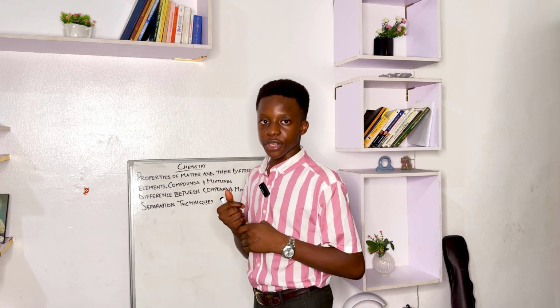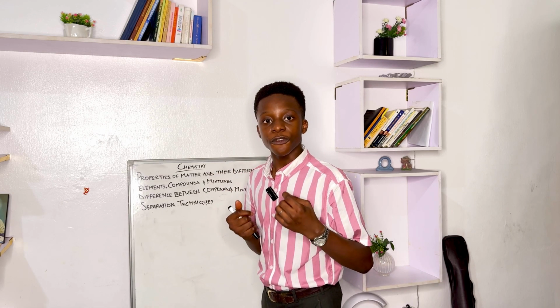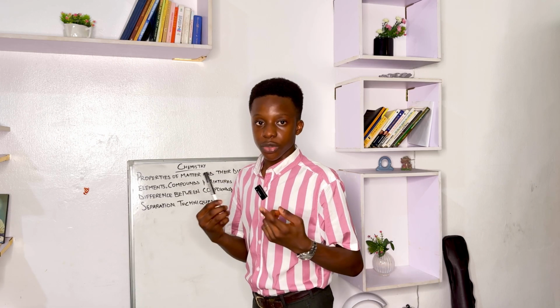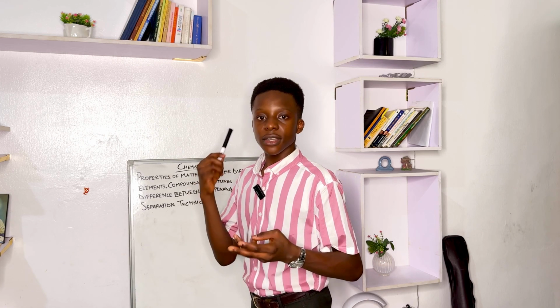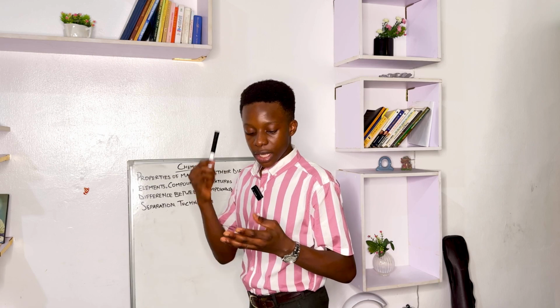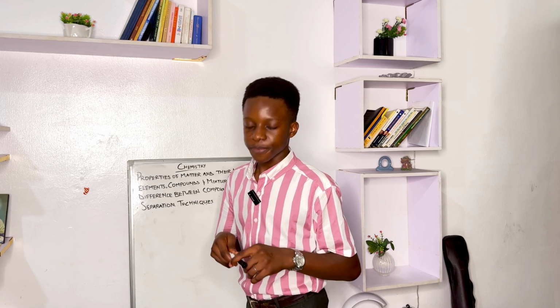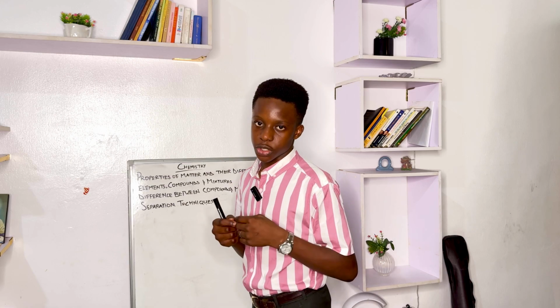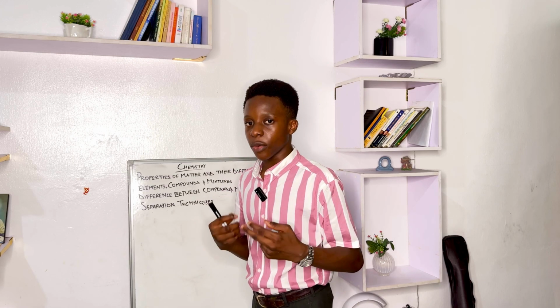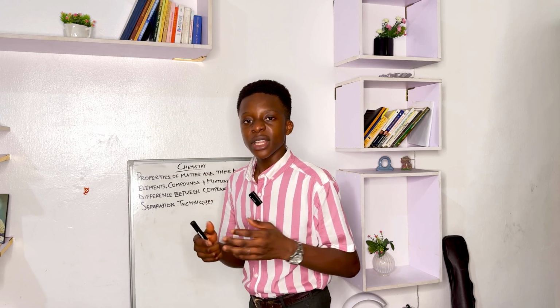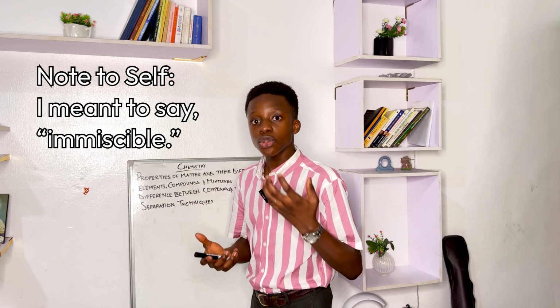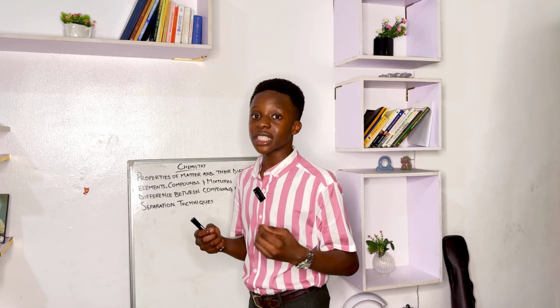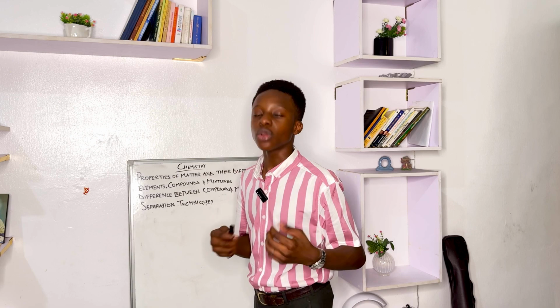Before we learn about separation techniques, I want us to learn a few terms. Solute, which we already talked about, solvent, immiscible, miscible, soluble, and insoluble. A solute, like I said before, is the solid in a solution. The solvent is the liquid in the solution. Immiscible is between two liquids, when those two liquids cannot be mixed together. An example is oil and water or petrol and water.